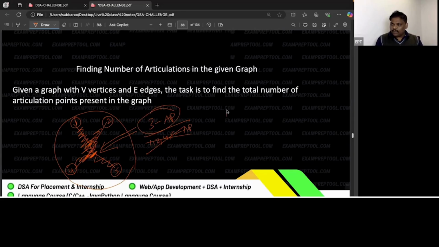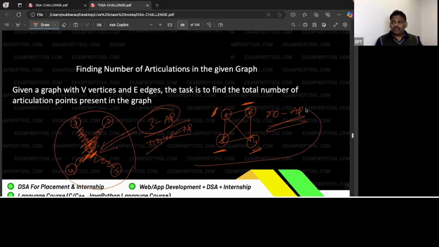Now some people are asking, sir, what about this graph? By deleting any vertex together with its edges, if the graph becomes disconnected, then it is called an articulation point. Now see in this graph, if you delete 1 together with its edges, no problem. Delete 2, no problem. Delete 3, no problem. Delete 4, no problem. So there is no articulation point. In the previous one, 3 is the articulation point. Here, no one is an articulation point.